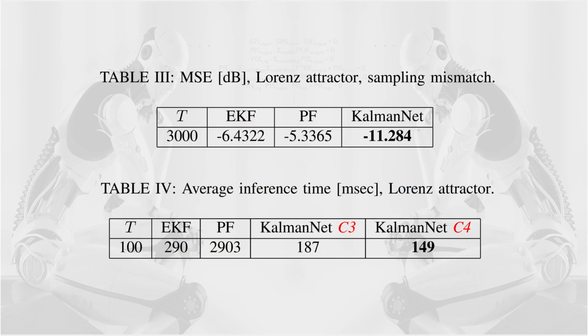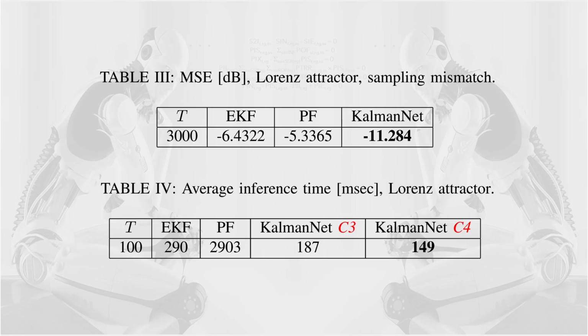The resulting MSE values of KalmanNet with configuration C4 compared with the EKF and the PF are reported in Table 3. The results demonstrate that KalmanNet overcomes the mismatch induced by representing a continuous time SS model in discrete time, achieving a substantial processing gain over the alternatives due to its learning capabilities.